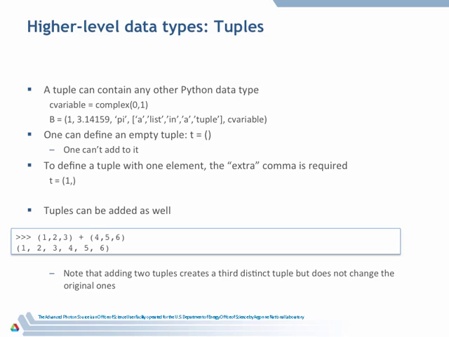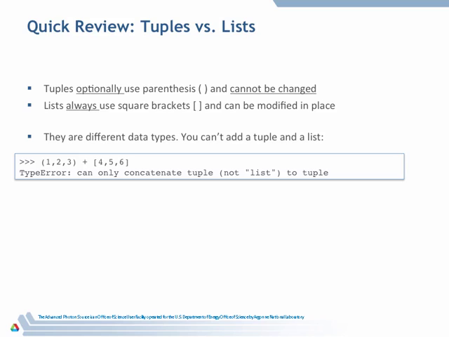A tuple, just like a list, can contain any data type. You can define an empty tuple, but you can't add to it. And tuples also concatenate. And it's worth noting that, wait a minute, how can I concatenate two tuples if I can't change them? Well, you're not changing your tuples. Your tuples are remaining intact, but you're making a new one. And the new one is the concatenation of both.